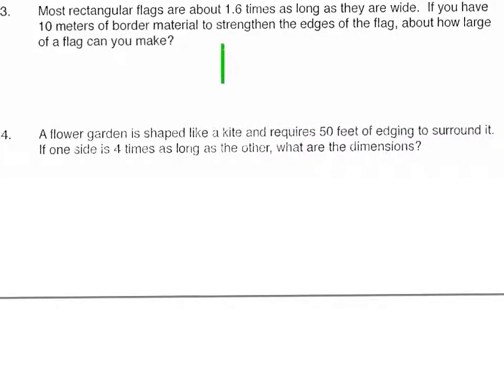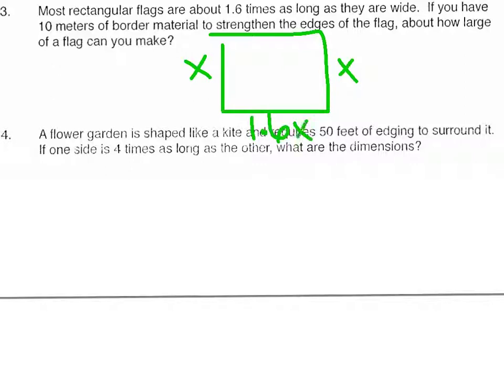What you need to do on an example like this is call the smaller dimension x. Okay? So the smaller dimension for a rectangle, that's going to be x, which means that's x. Okay? It says it's about 1.6 times as long. All right, well, if it's 1.6 times x, then these two sides are 1.6x. I know I'm writing on the words, but 1.6x. Okay, those need to all add up, and you've got 10 meters of border material.